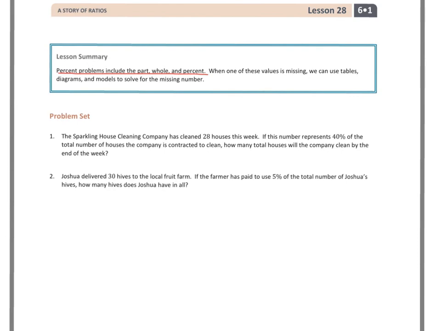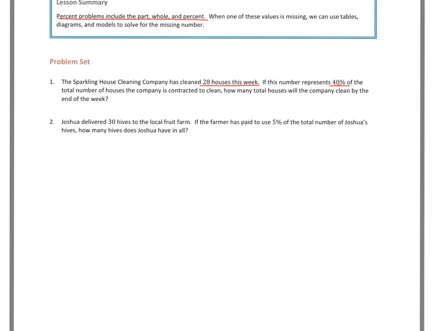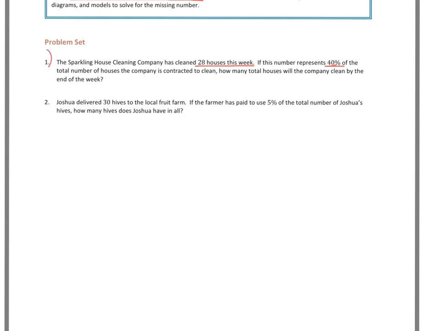So the very first thing that I want to do is take a look at one. It says the Sparkling House Cleaning Company has cleaned 28 houses this week. If this number represents 20%, or 40%, sorry, of the total number of houses the company is contracted to clean, how many total houses will the company clean by the end of the week? I'm going to do two different ways to solve this one, because I think this one is nice enough to lend to a double number line and also to calculating out.